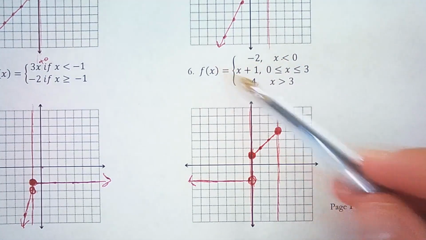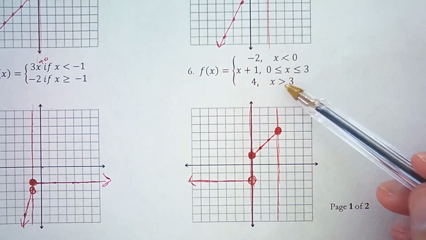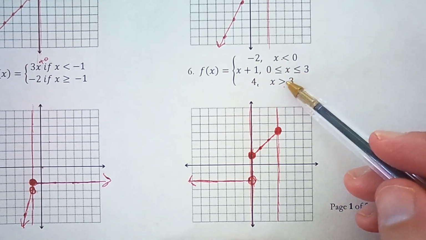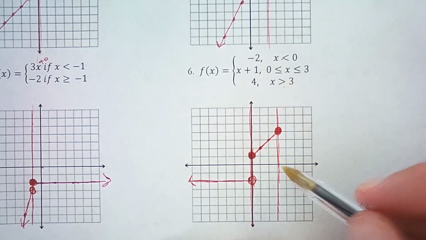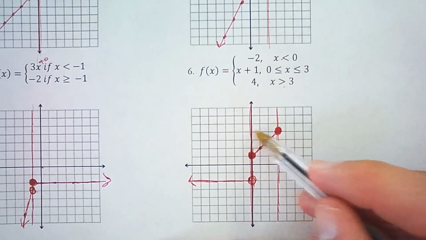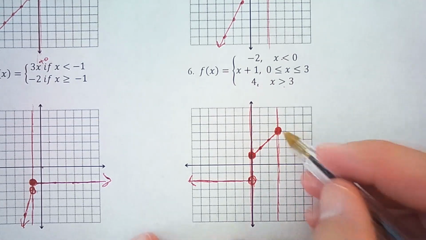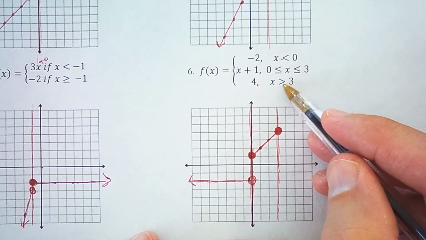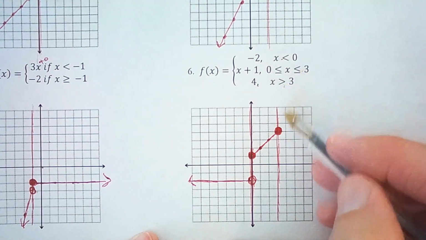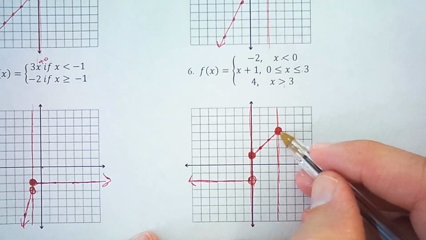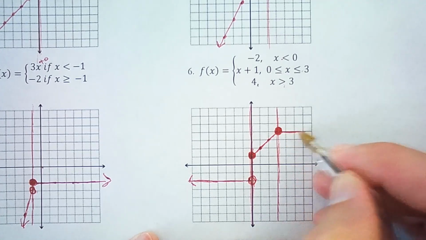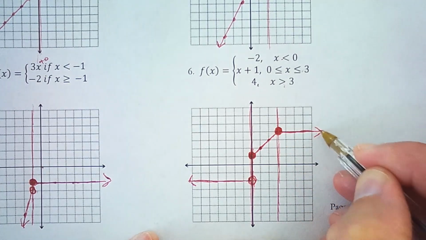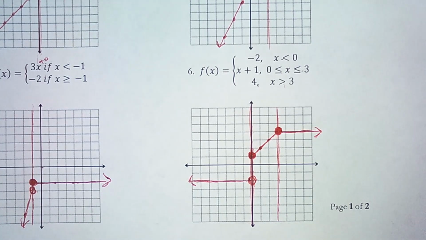And last is a horizontal line y equals 4, but only to the greater than side, to the right side of x equals 3. So it is a horizontal line up 4, so that's going to be right here. Now I should put a circle there, and I'm not going to fill it in, but it already is filled in from the last one, so that's okay. It's just going to stay filled in and off to the right. And that is the last piece of that graph.